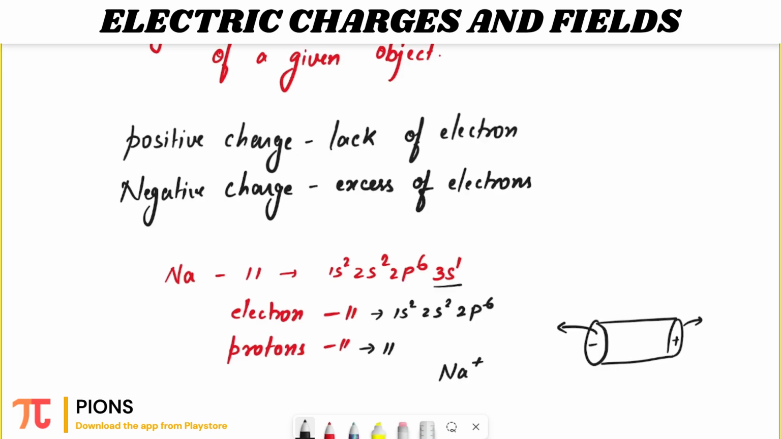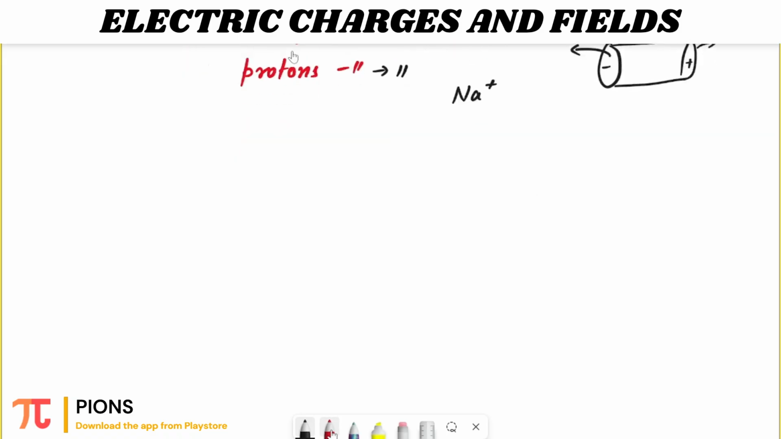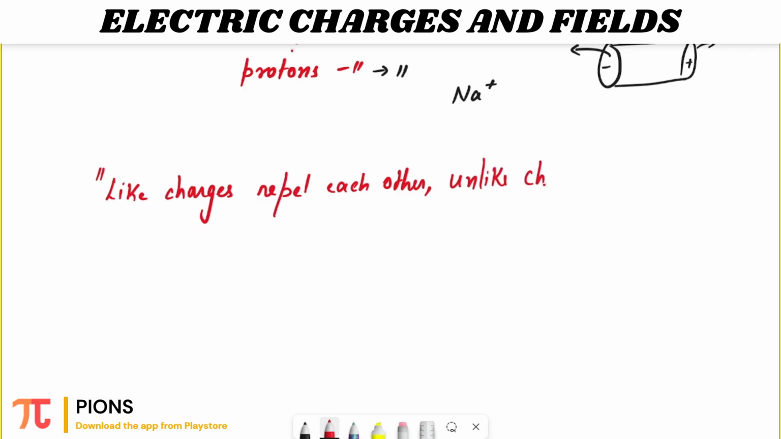Now let's go into some particular properties of the charges. But before that, a very important statement which is given in class 7th also, I'm repeating again, and that statement is very important: like charges repel each other, while unlike charges attract each other. Very, very important property.